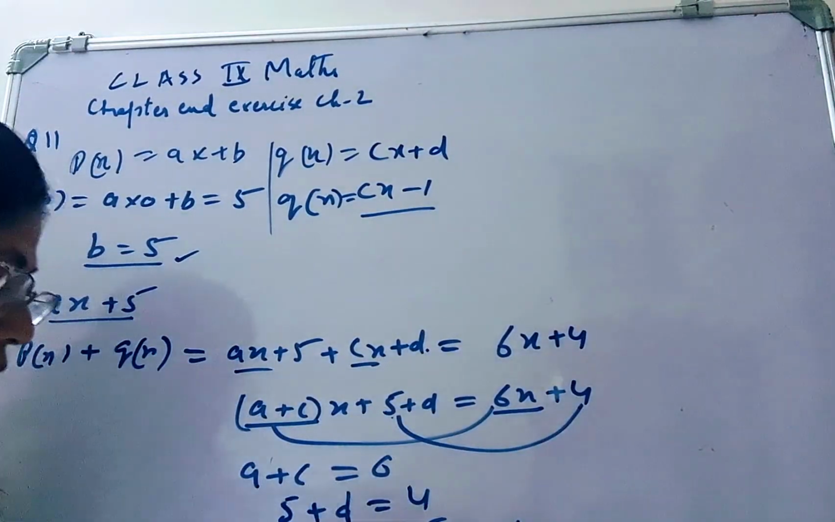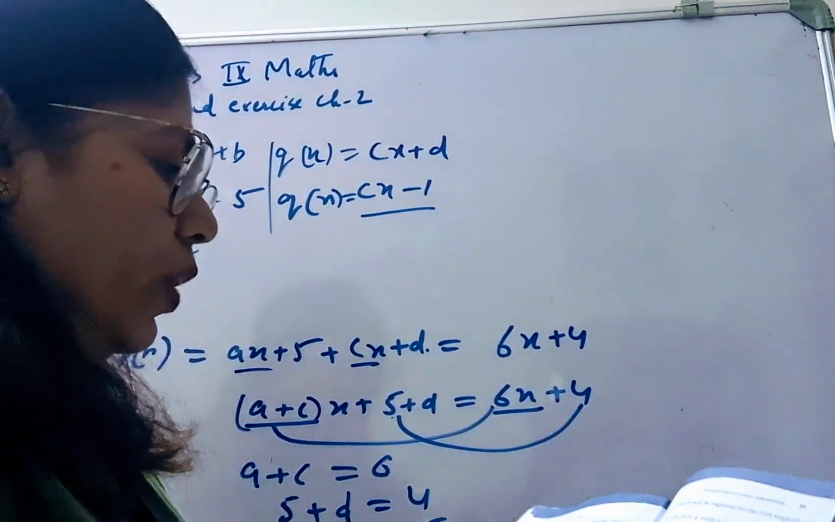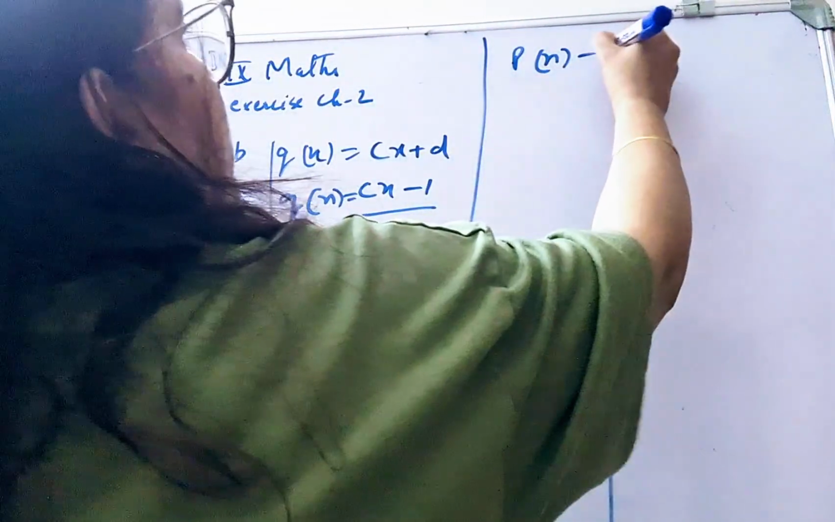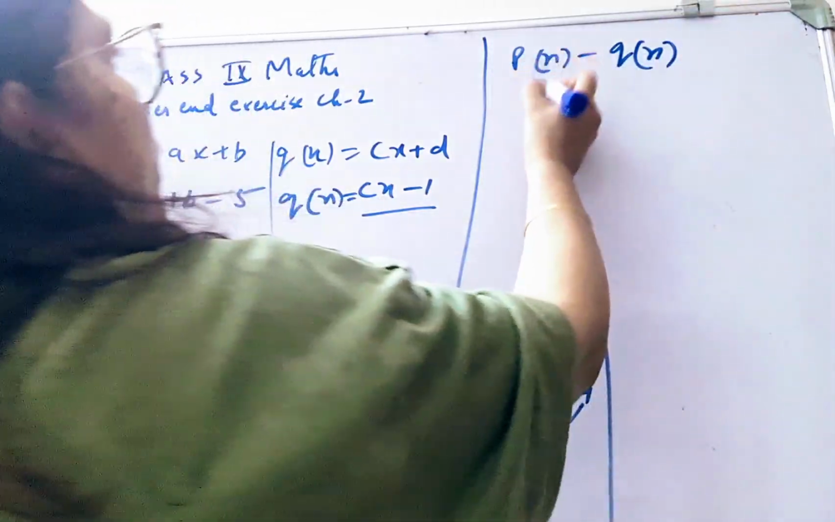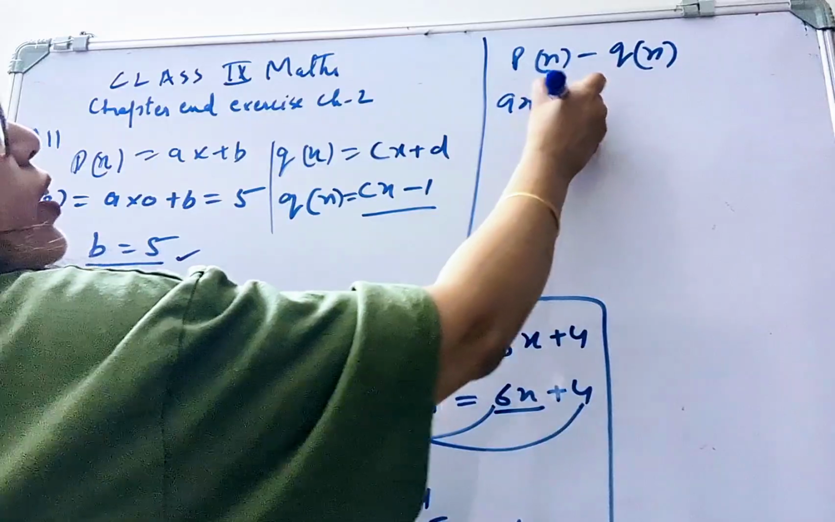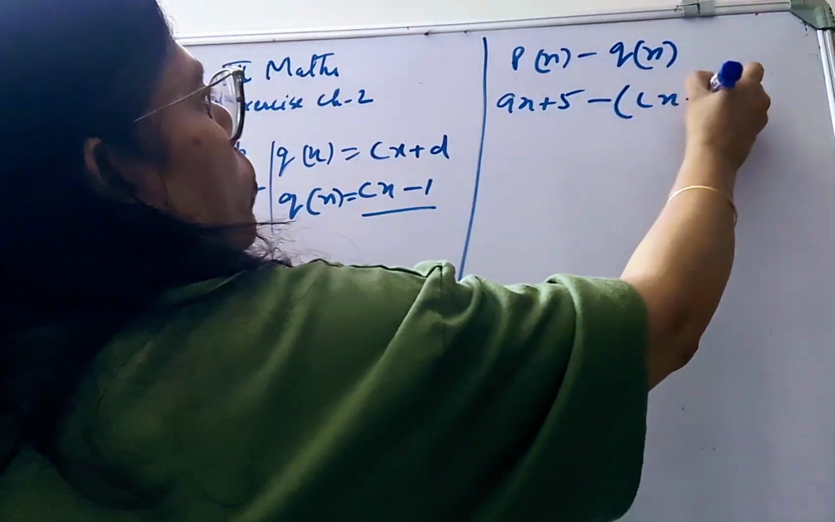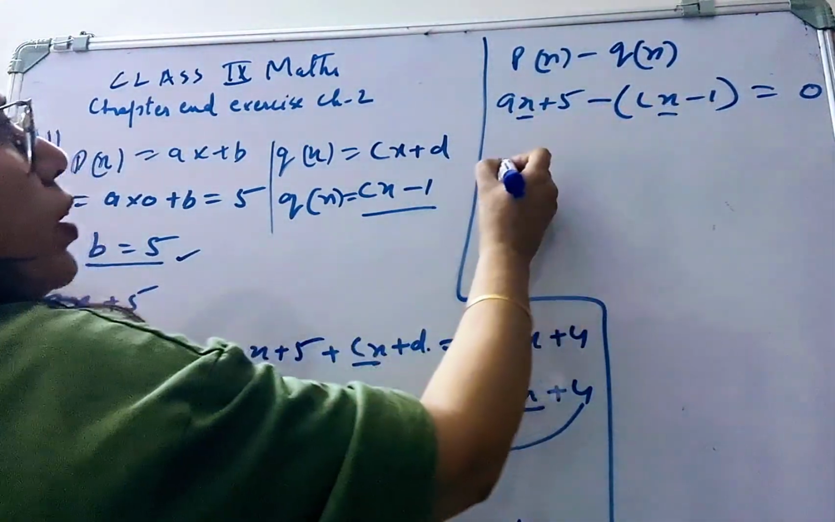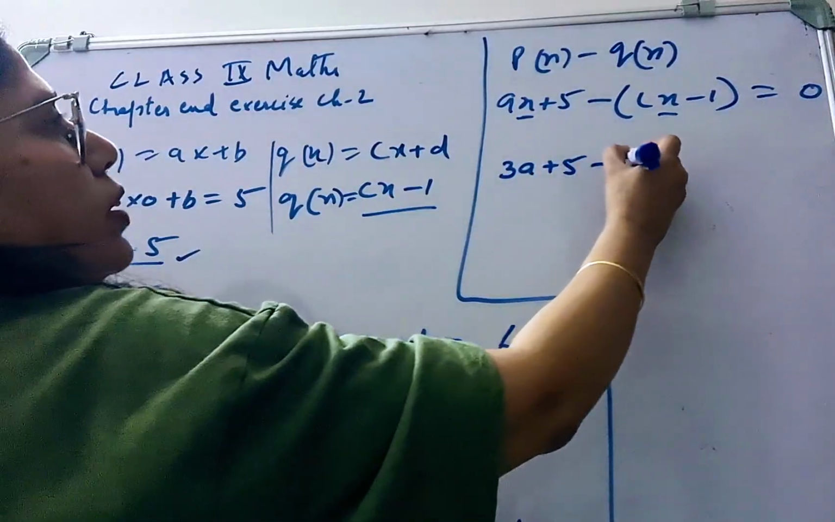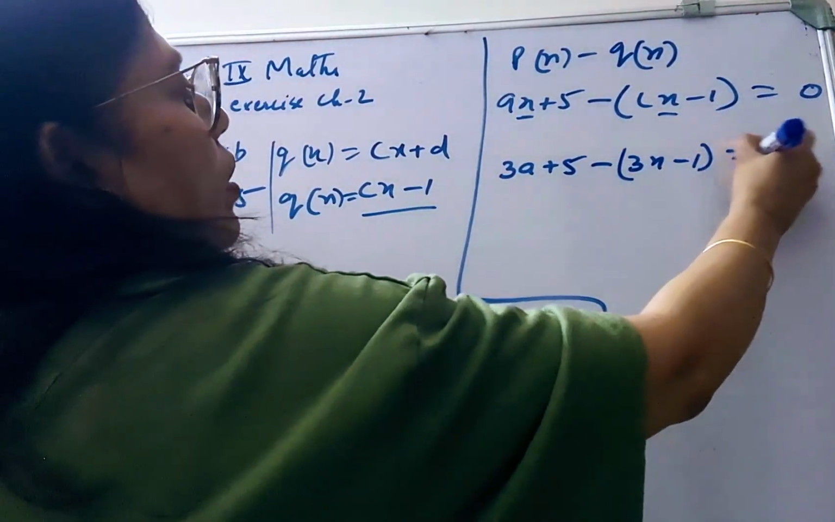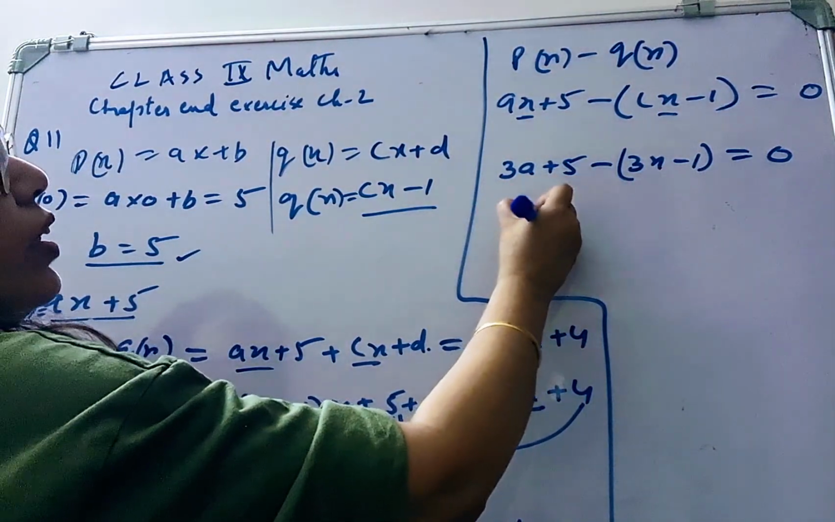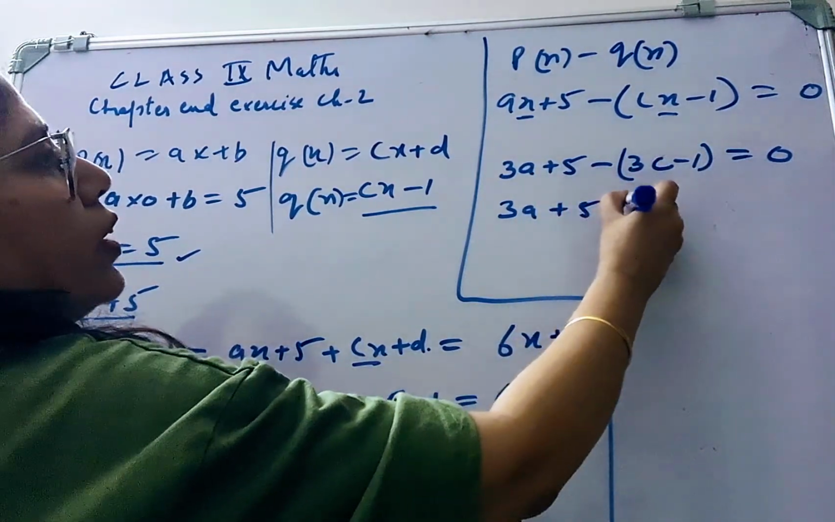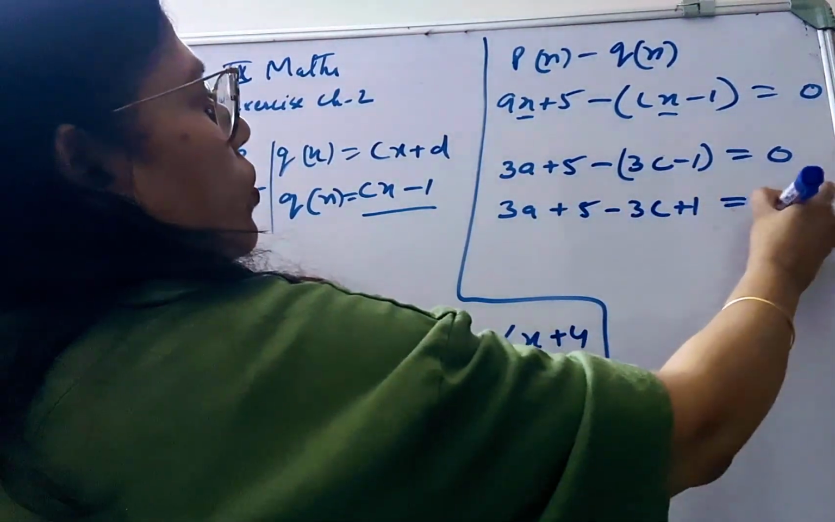Now we will go to the second one. The polynomial P(x) minus Q(x) cuts the x-axis at (3, 0). Now, P(x) minus Q(x), where P(x) is ax + 5 minus (cx minus 1), is equal to 0. Since it cuts at (3, 0), we put 3 in place of x: 3a + 5 minus 3c plus 1 is equal to 0.